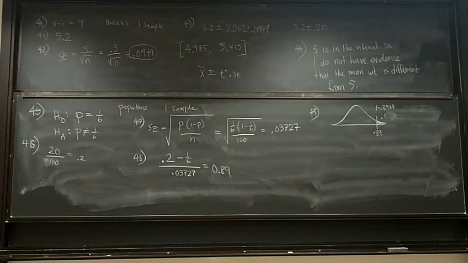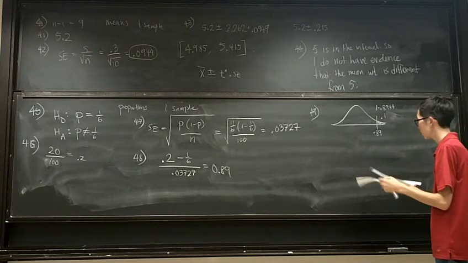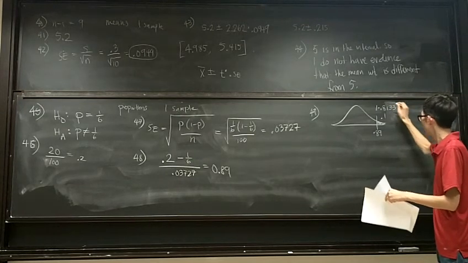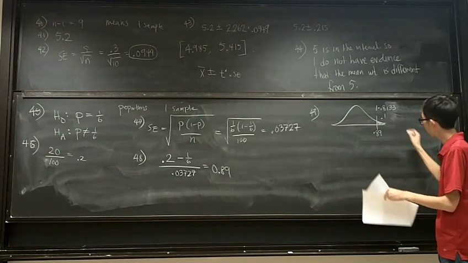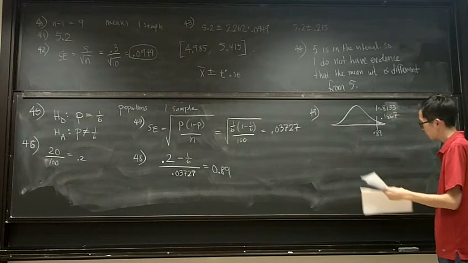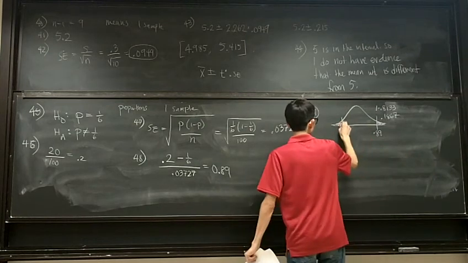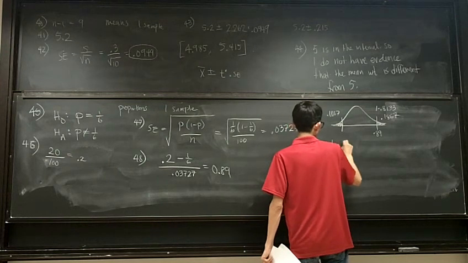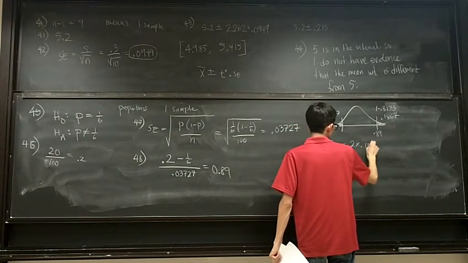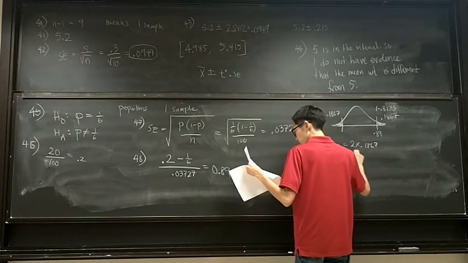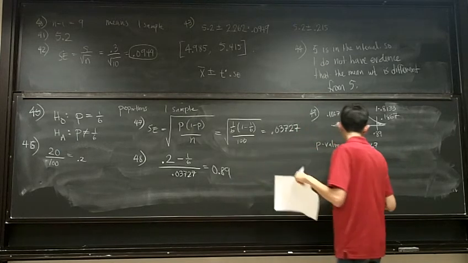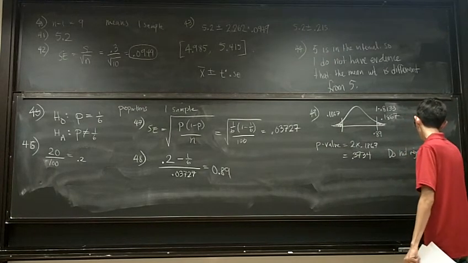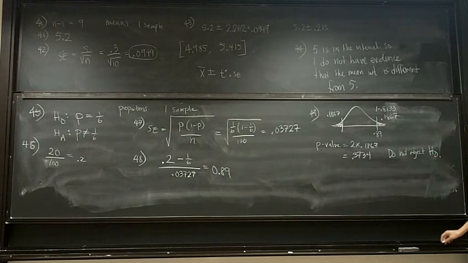0.89 is 0.8133. I don't know why I had the wrong number. Okay, so when I do that, I get 0.1867. Because it's two-sided, I'm going to have 0.1867 over here also. So my total p-value is 2 times 0.1867, and my p-value is 0.3734. So I do not reject the null hypothesis.